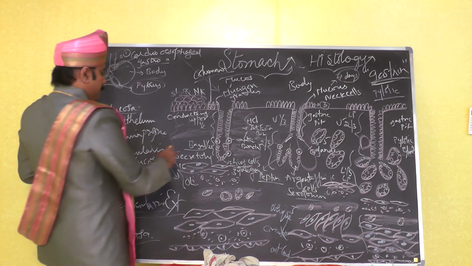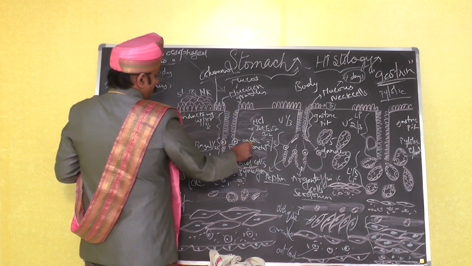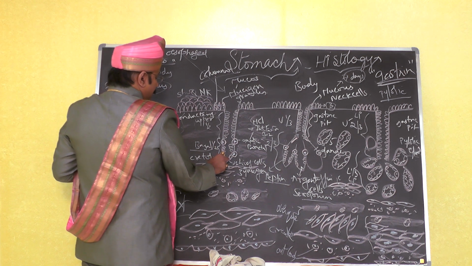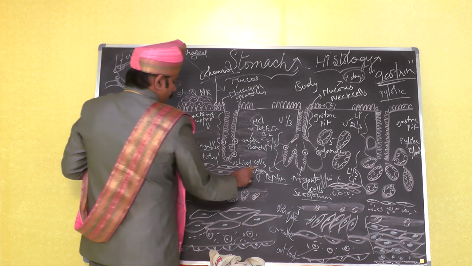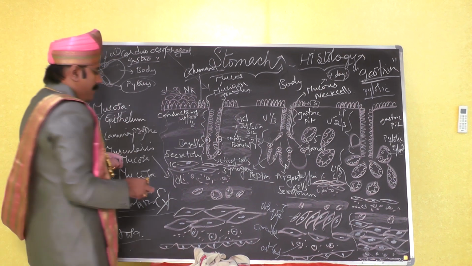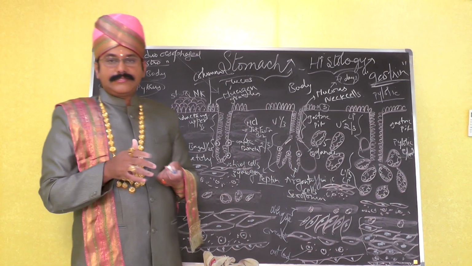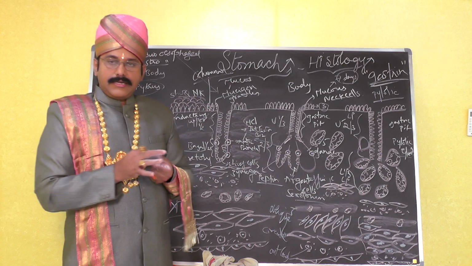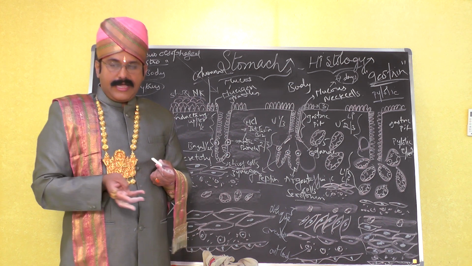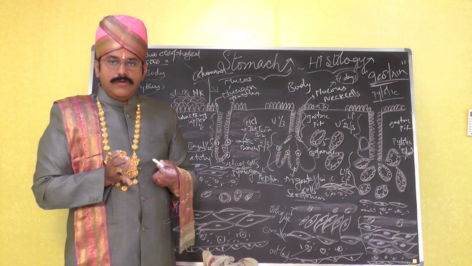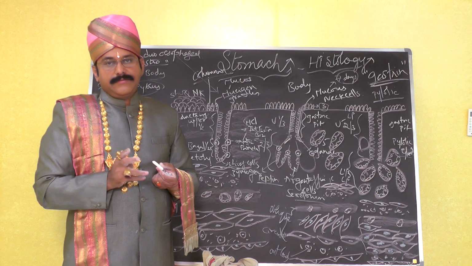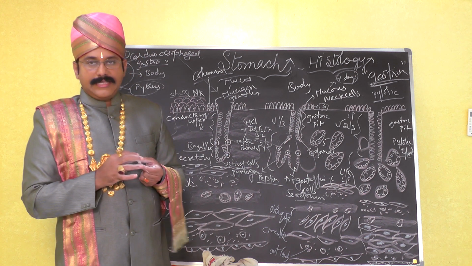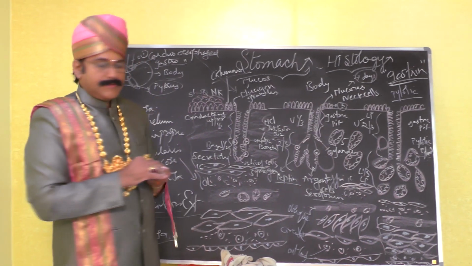The lower half is showing oxyntic cells or parietal cells, which secrete hydrochloric acid. The zymogen cells, or the chief cells, or one more name, peptic cells, are secreting pepsin. And what are the oxyntic cells doing? They are producing hydrochloric acid. Also, intrinsic factor for the absorption of vitamin B12 is produced by these oxyntic cells or parietal cells.